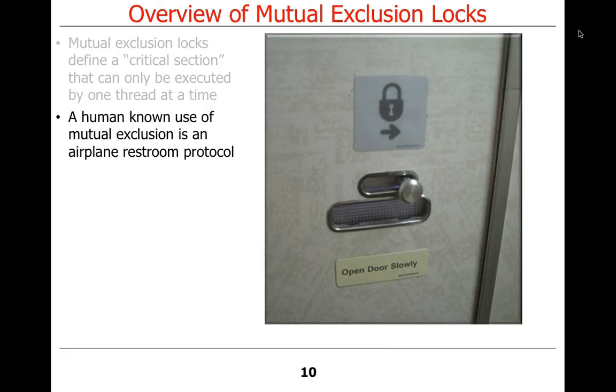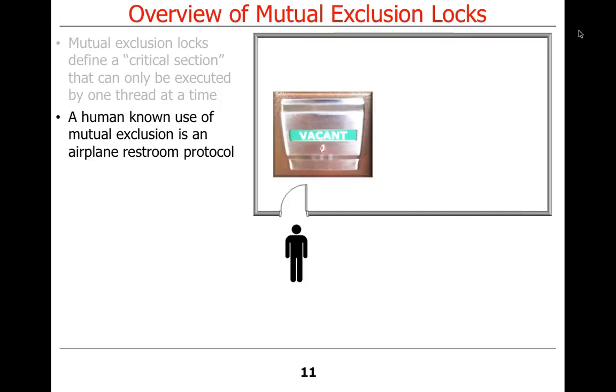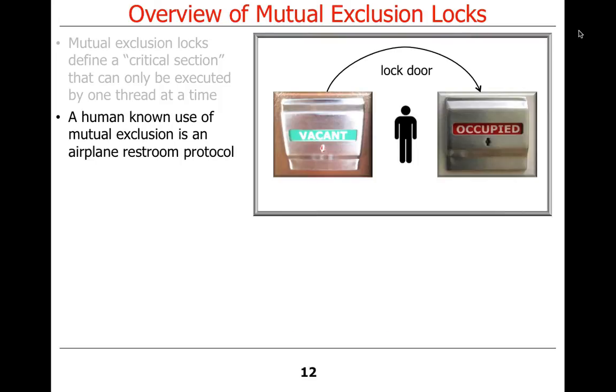We always love human known uses for everything. So here's the human known use, the airplane restroom. And the model here is if you want to go in the restroom, you have to wait for the sign to be vacant. You come in, it changes state to occupied. If people come along, they have to queue up. And then when you're done, you leave, and someone else can come in as long as the thing is vacant. Right? So that's the metaphor to keep in mind when you're thinking about mutual exclusion. All right, any questions about that general concept?